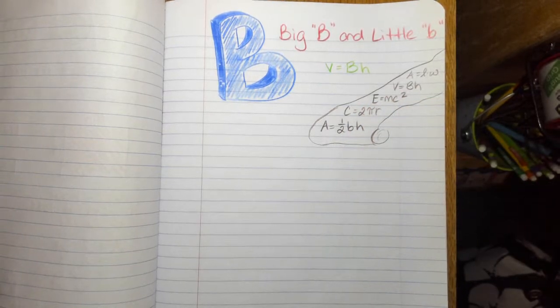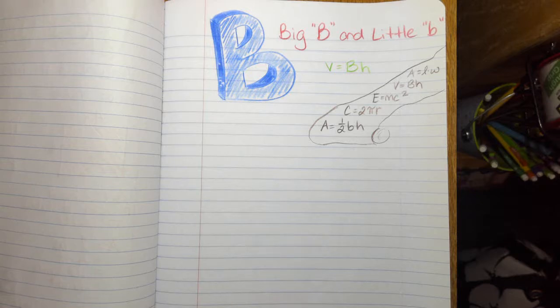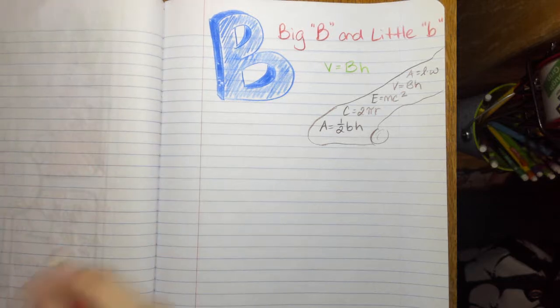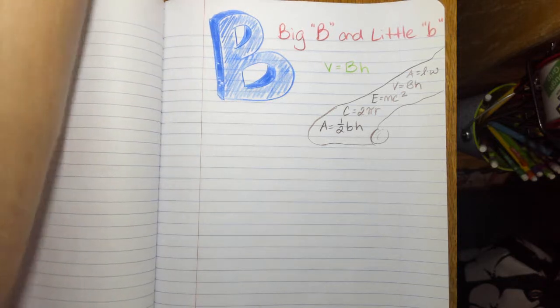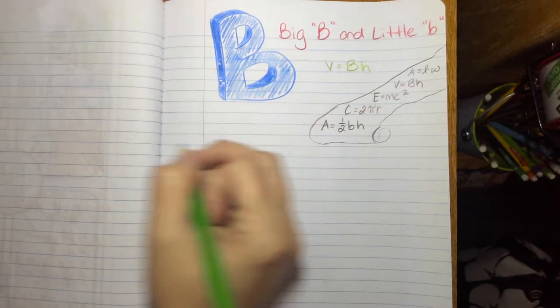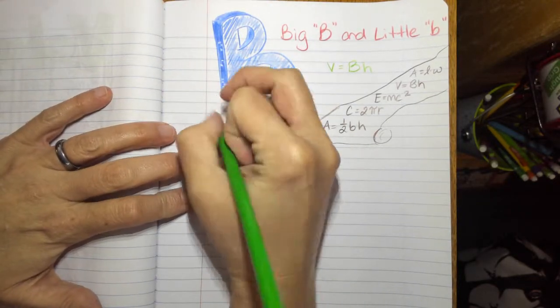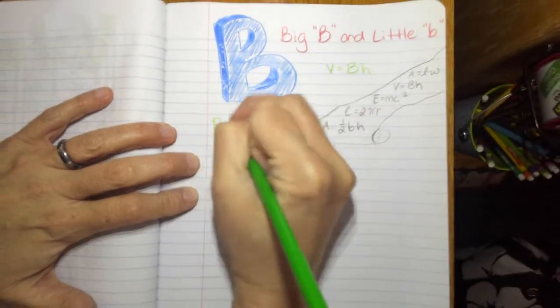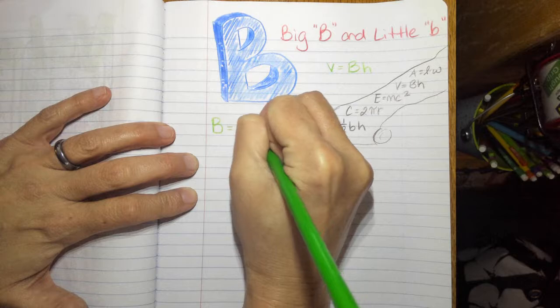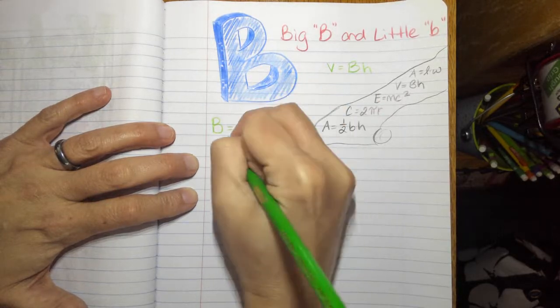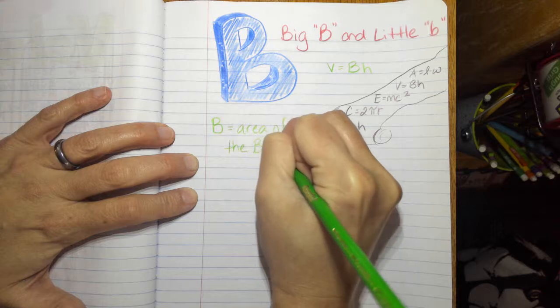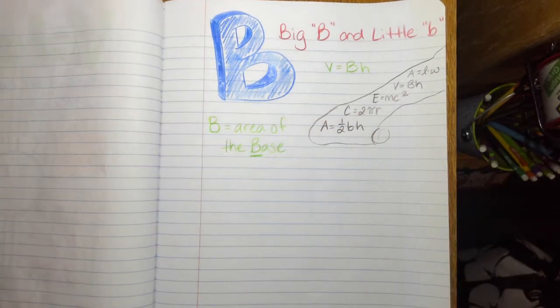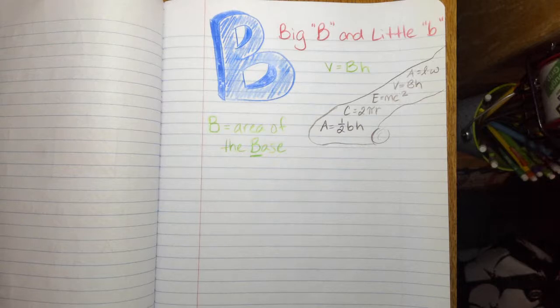The thing is, in each of these formulas, the letters stand for something. And when you've been taught the formula, you should be able to use it, but only if you know what the letters stand for. So we have to all agree, in the world of 5th and 6th and 7th and 8th and 9th grade math, that big B equals the area of the base. It is the area of the base.